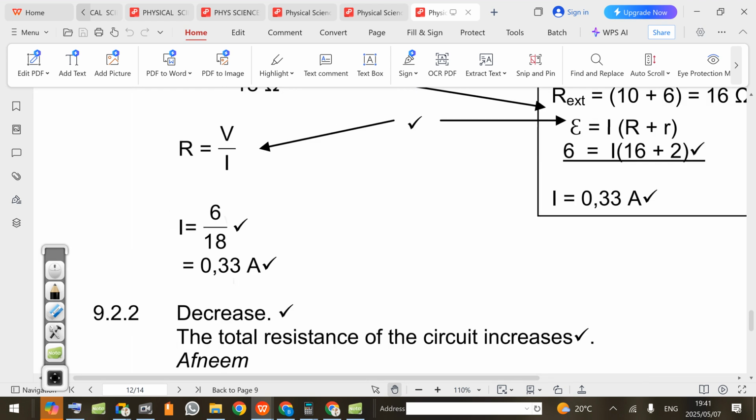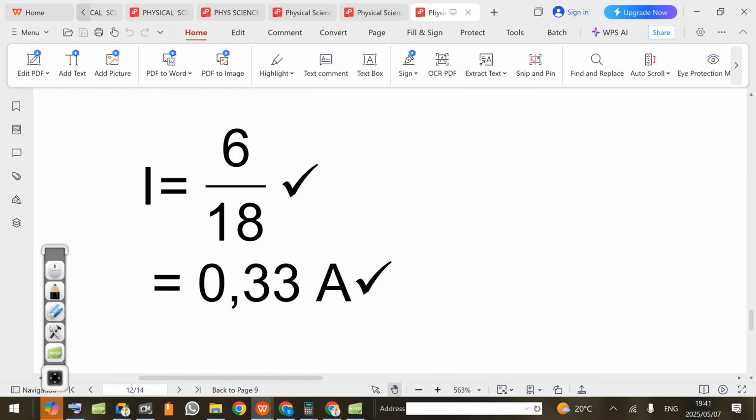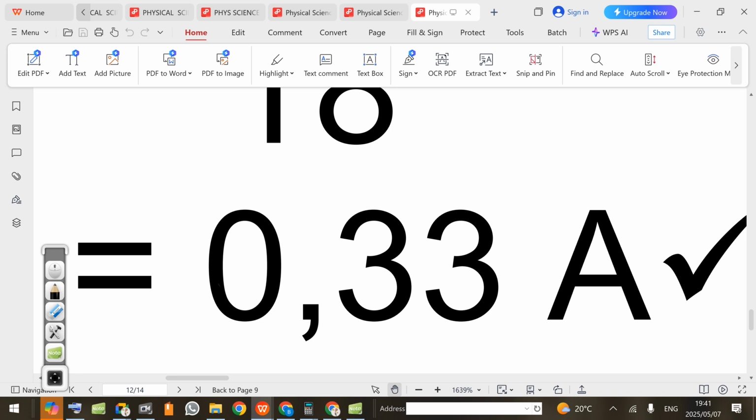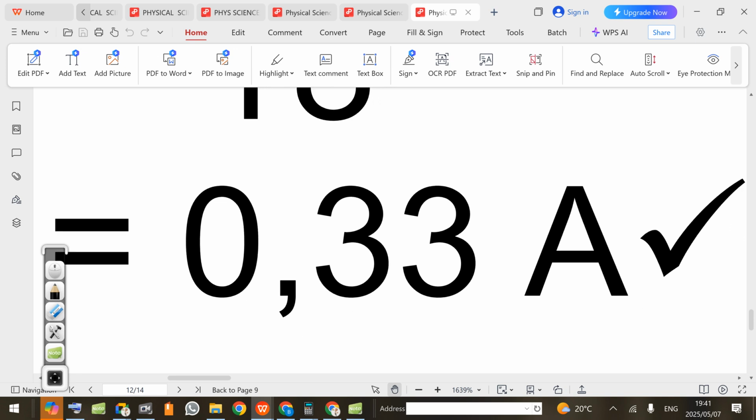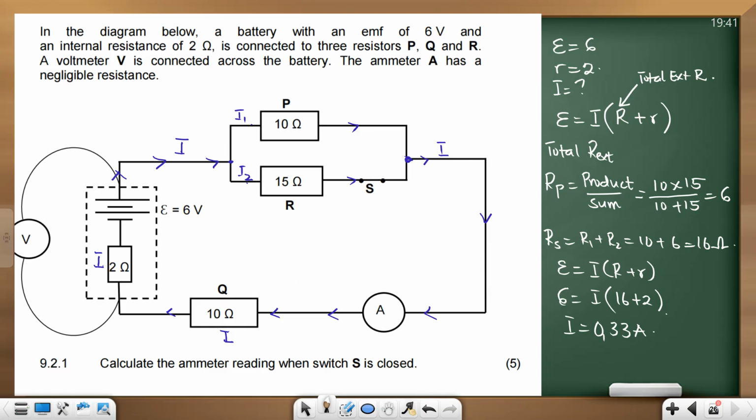Let me make it big enough. Can you see? 0.33 amps. Guys, does this make sense? Let me know. Such a beautiful introductory example. I just love it. It just works perfectly. E equals I into R plus r.